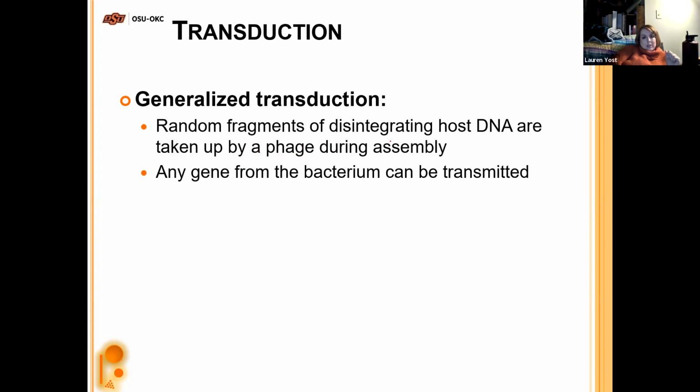The random fragments of disintegrating host DNA are taken up by a phage during assembly when the host cell is not doing so good. We're making a ton of these bacteriophages. The phage will incorporate the host DNA, and any gene that was incorporated can be transmitted to the next bacterium. That's generalized. So you can pick up pretty much anything that way.